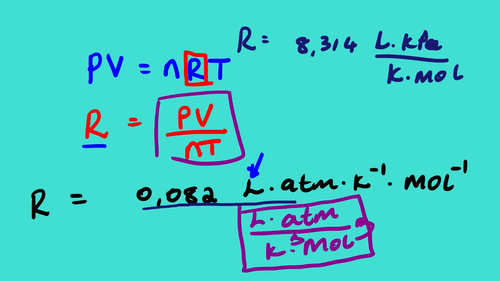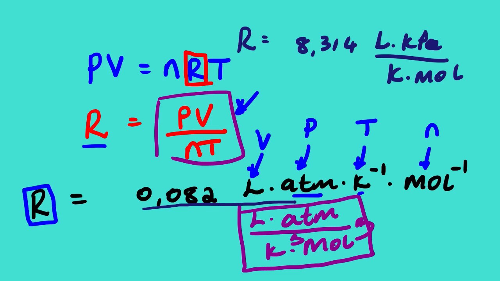Remember that the unit of R will be the combination of these four physical quantities. Since we can see atm, it means the pressure must be in atm. This is the volume, and this will be the pressure. And K means Kelvin, so our unit for temperature should be in Kelvin. And for the number of moles, it should be in mole. So you can see that the trick lies with this R.